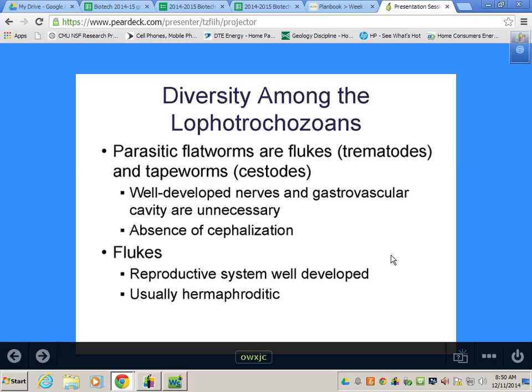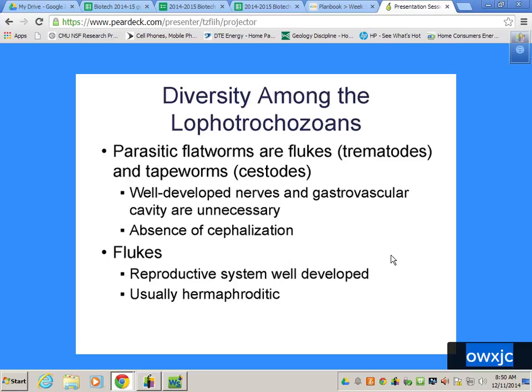Sorry. So the parasitic flatworms are what are called flukes. That's a fun one. Fluke in a dolphin is like the tail, right? And then you think about, yeah, like a fluke is like, uh-oh, right? What the fluke are we talking about? Which fluke, right? So the trematodes and tapeworms, the cestodes, are the parasitic flatworms. Well-developed nerves and gastrovascular cavity are unnecessary, and they have the absence of cephalization, which in a way is beneficial to their survival. Not as complicated, right?